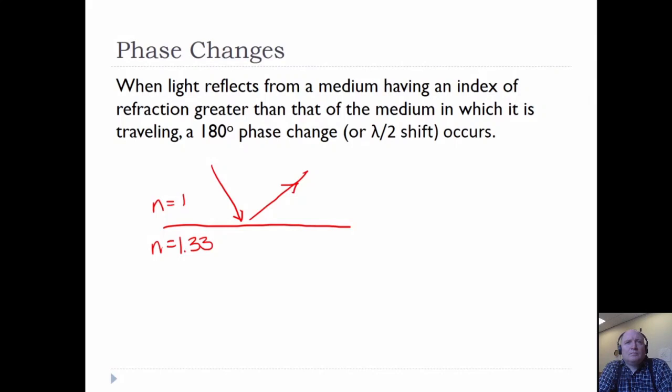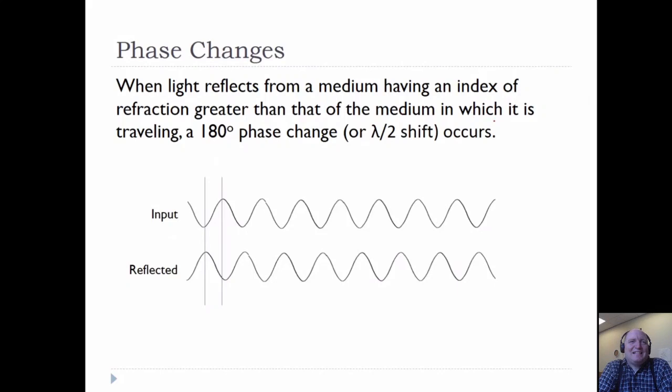Now I can try to draw sine waves, but we all know how well that works. So instead, I did it this way. I have my input ray doing this, and my output ray is now shifted by 180 degrees. So where the input ray was a trough, the output ray is now a peak, and vice versa. Now you can see that even if the film is thin, I have potential destructive interference.